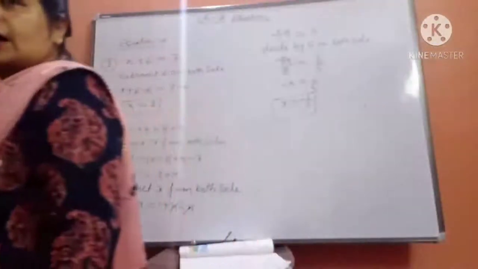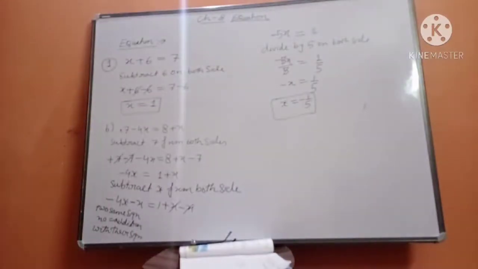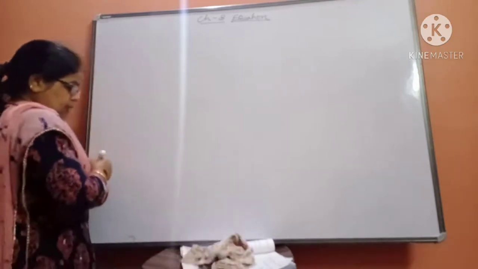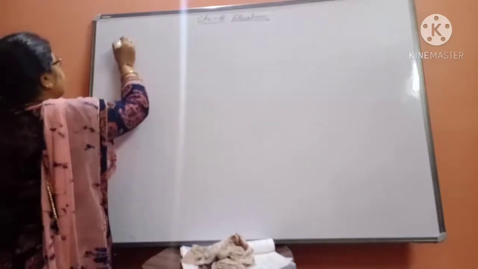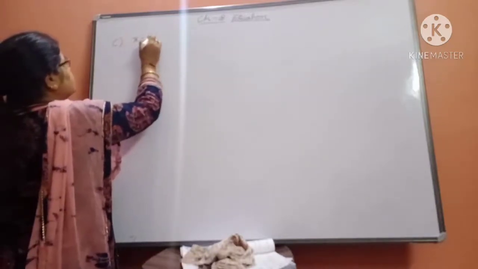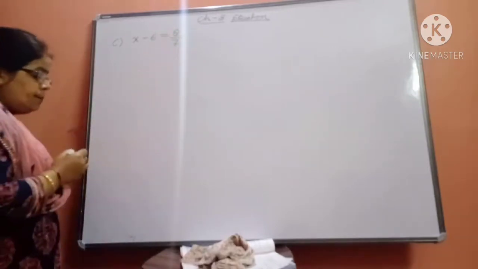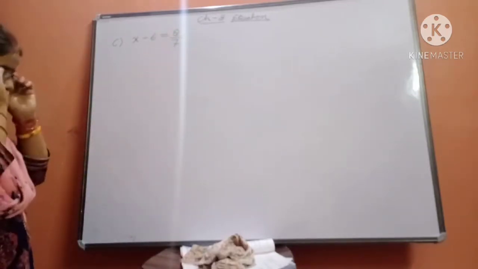Okay. See that. Next question. How am I going to do that? See that now. See, beta, now the C part of the question: x minus 6 is equal to 8 upon 7. It is very simple if you understand the topic in a better way. Okay, beta.